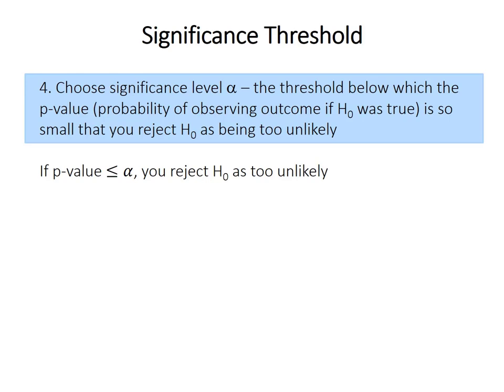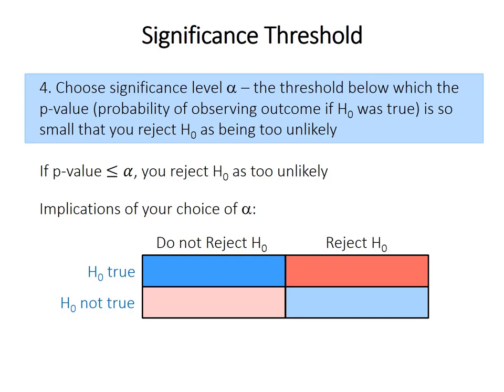So remember that the p-value, again, is the probability of observing an outcome at least as extreme as your result in the case where the null hypothesis was, in fact, true. But what level should we choose for alpha? And what are the implications of that choice? Well, consider this matrix here.